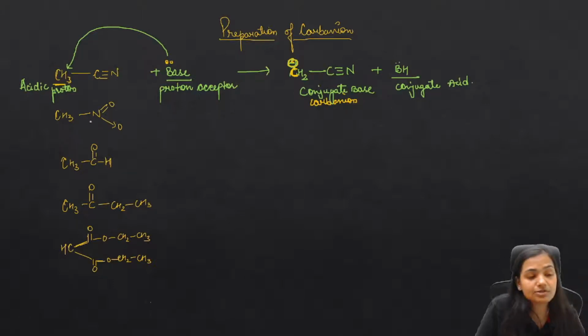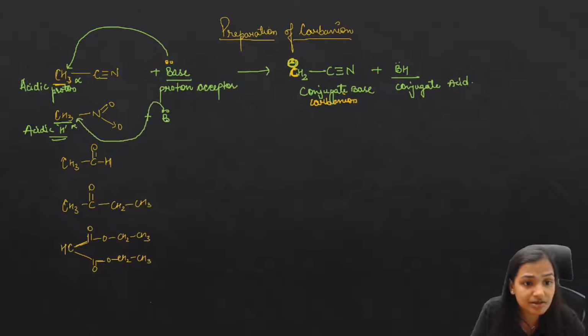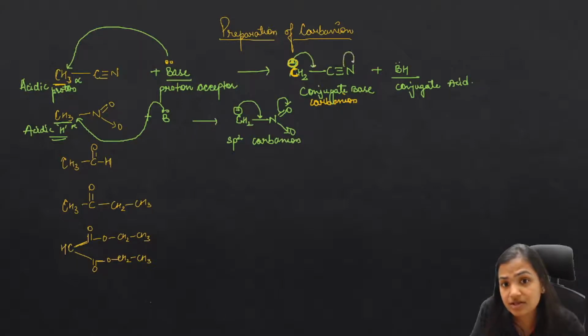Now similarly, in this particular question, if we take a base, this is the acidic proton over this carbon. Why is this the acidic proton? Because this is an electron withdrawing group and this is the alpha position, and the alpha hydrogens are going to be most acidic. This is the alpha position, this is also an alpha position. So this hydrogen is very acidic. Ultimately this base will abstract this particular hydrogen, resulting in the formation of CH2 negative, N double bond O, and this carbanion is also resonance stabilized. So we can say that this is an sp2 hybridized carbanion. Here also the negative charge is undergoing resonance, so this is also an sp2 hybridized carbanion. So this is the way carbanions can be prepared.